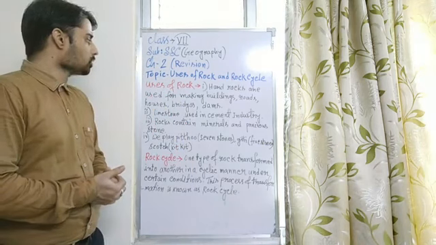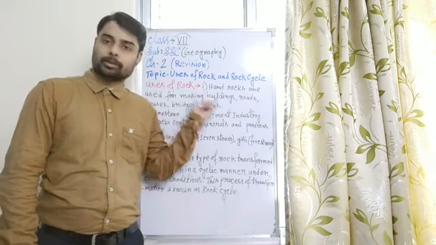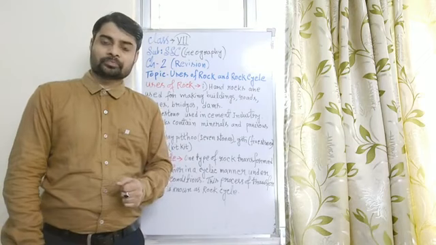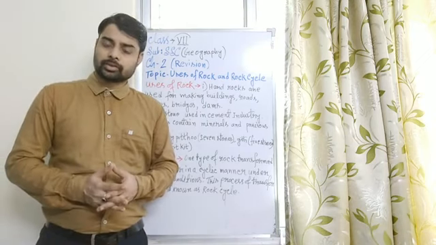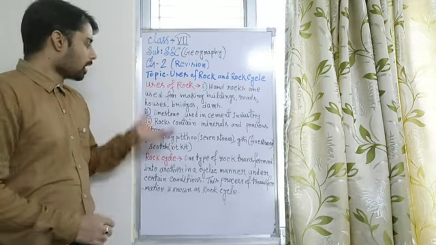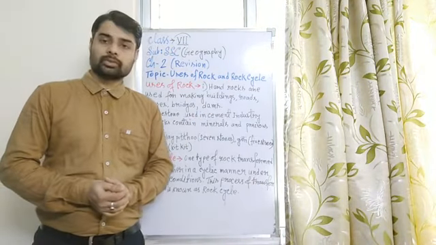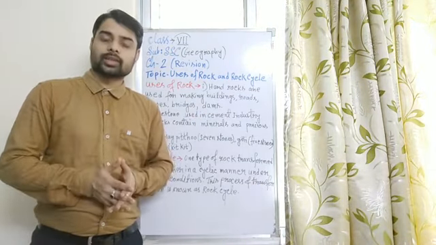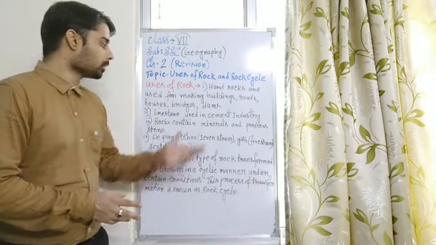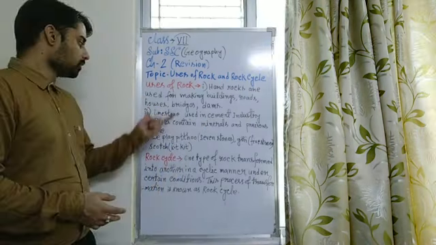What are the uses of rock? First of all, hard rocks are used for making buildings, roads, houses, bridges, dams, etc. It is the main material to build all those things. Another use is limestone used in the cement industry. You know that limestone is a sedimentary rock, and the dust of this limestone is also used to prepare cement. So it is the main component of cement. So this is another use.